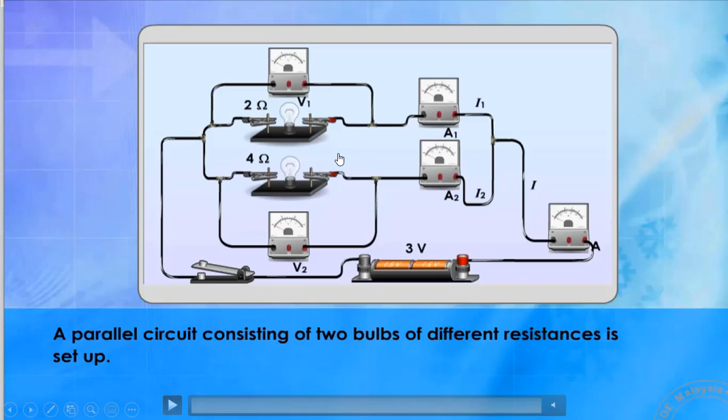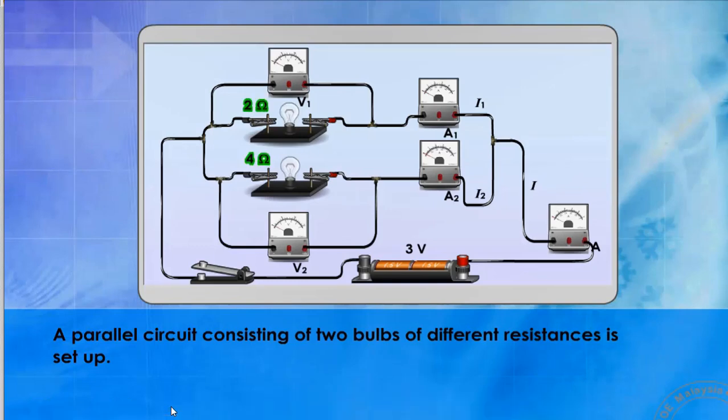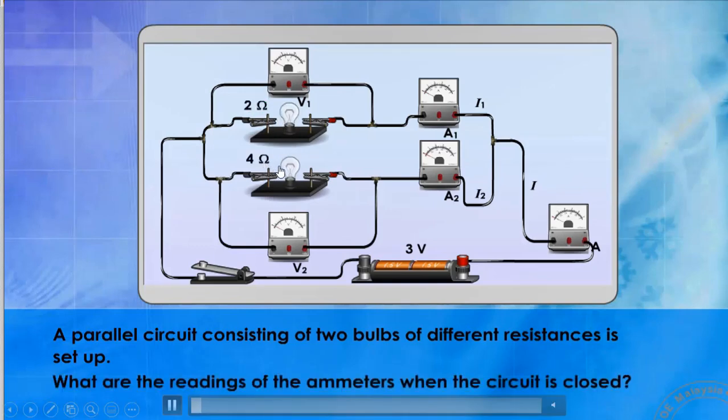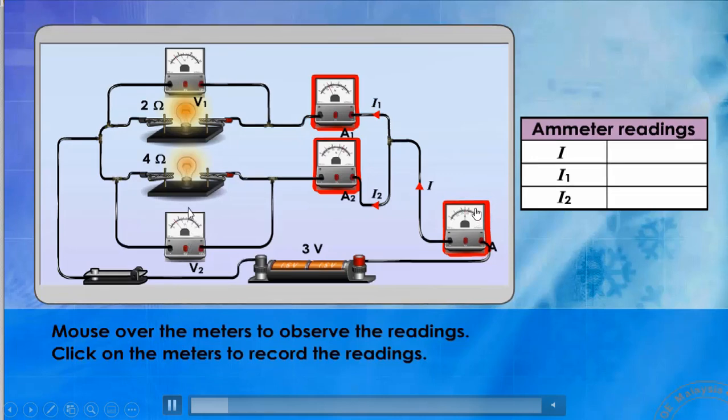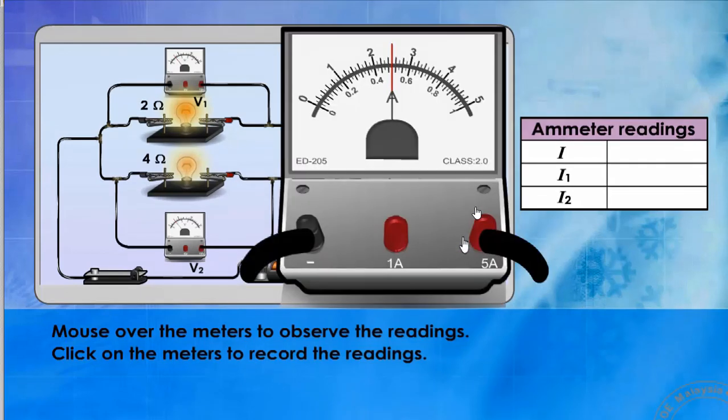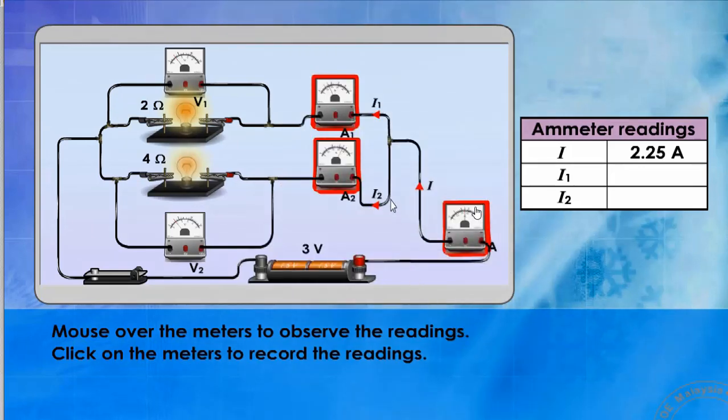Now we have another type of circuit. We have two bulbs, this time arranged in a parallel circuit. This is a 2 ohm bulb, and this is a 4 ohm bulb. What are the readings of the ammeters when the circuit is closed? Now we have ammeter 1, ammeter 2 and the ammeter for the whole circuit. This is the main ammeter, 2.25 ampere.